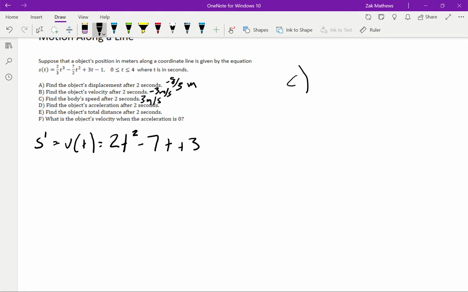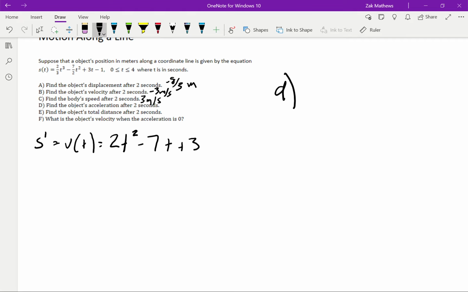Could velocity and speed actually be the exact same answer? Yes, they could. If our velocity was positive, it's traveling in that positive direction, they will be exactly the same. But if the velocity is negative, we need to make the speed positive. Speed always has to be a positive. All right, letter D. That one didn't really require any work. Letter D. Find the object's acceleration after 2 seconds.